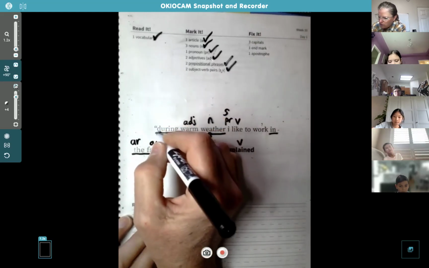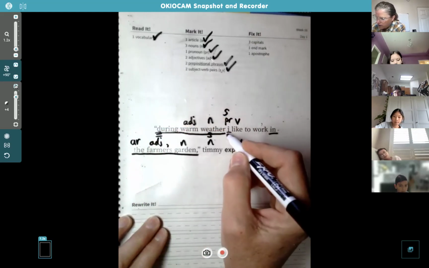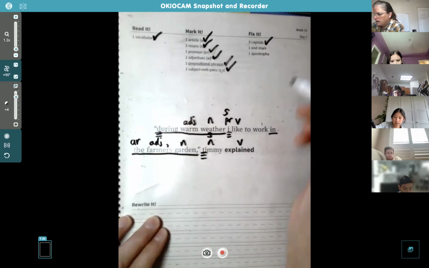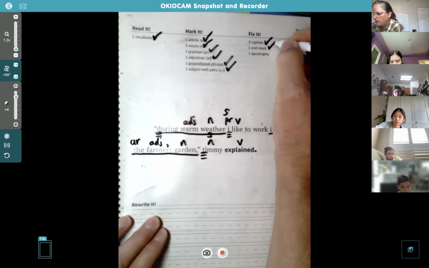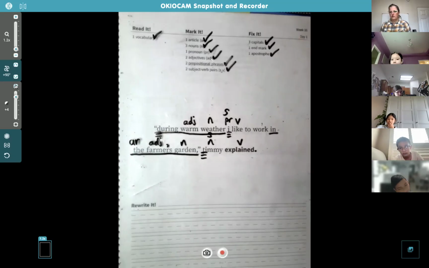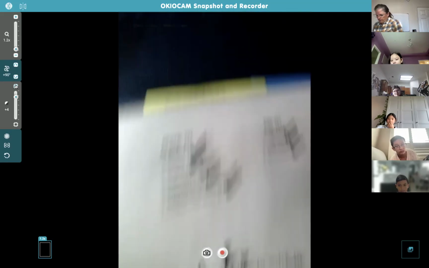Three capitals. You know what to do there. Don't forget that little I. End mark, period. And we already fixed the apostrophe. You guys are getting faster at these. Good job. Any questions about grammar today from anybody? If not, shake your head no, so I know you don't have a question. Okay, good. All right, you look good.